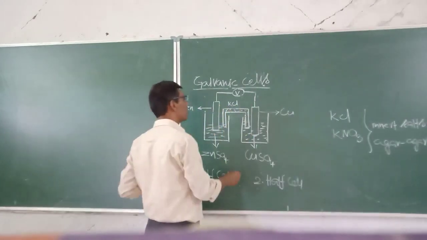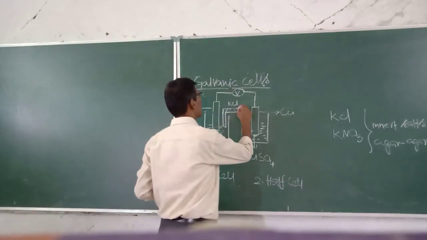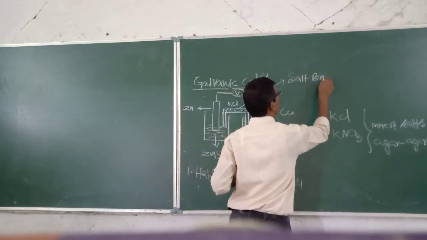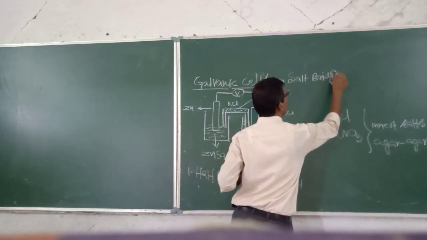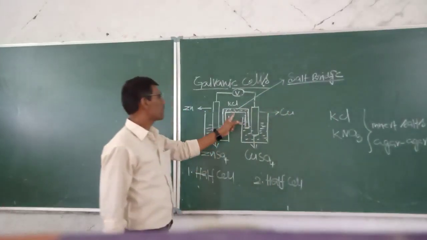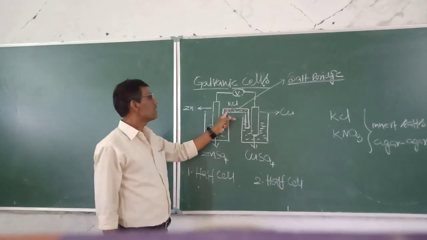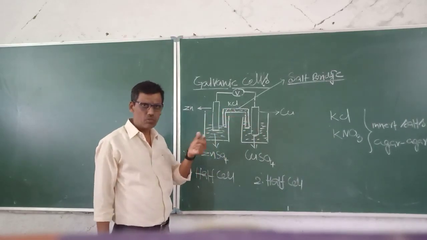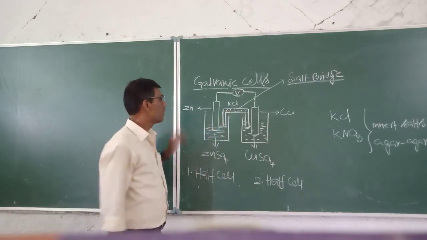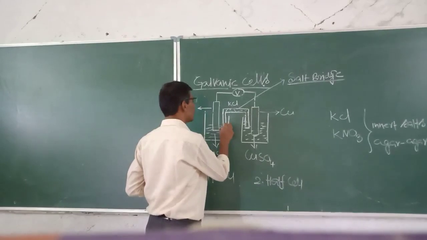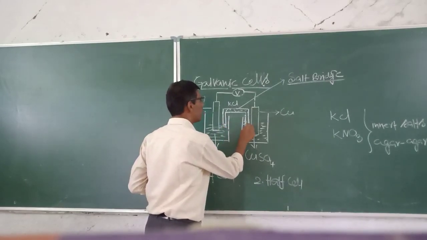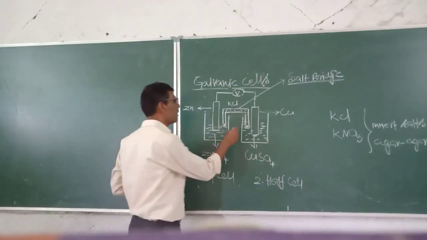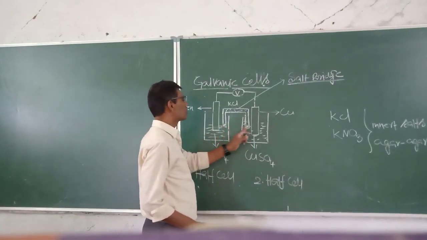This is called a salt bridge. It is an inverted U-tube in which inert salts are taken, to which some agar or gelatin is added so that it remains in a gel state. At the ends of this U-tube, some glass wool is plugged.